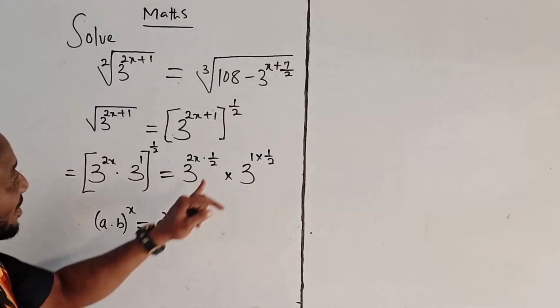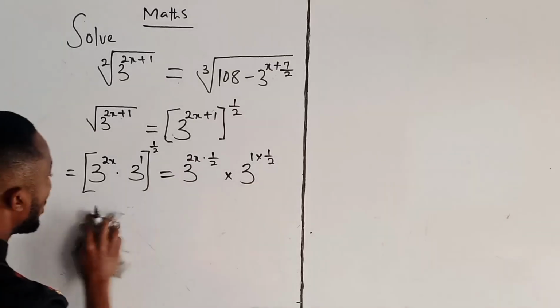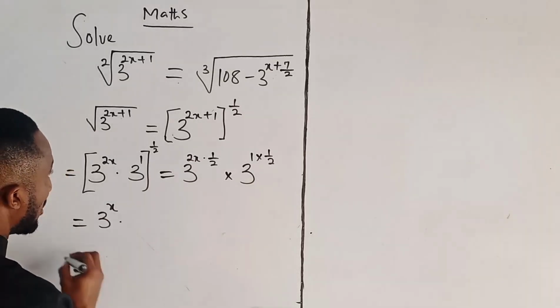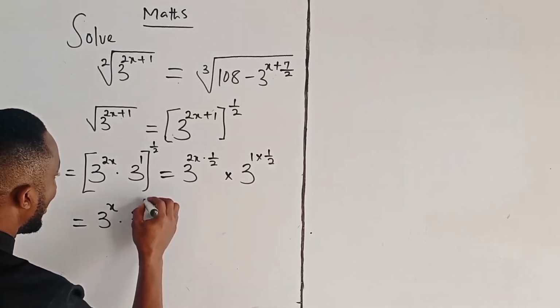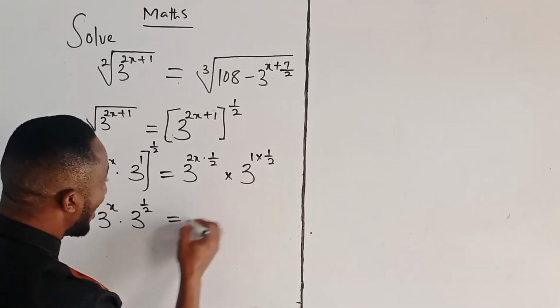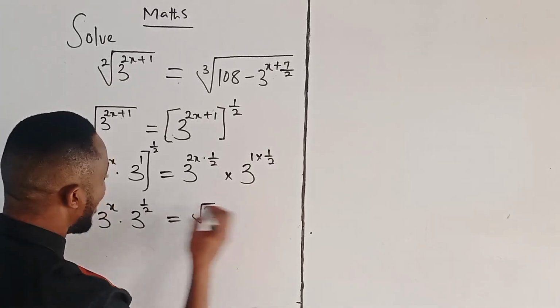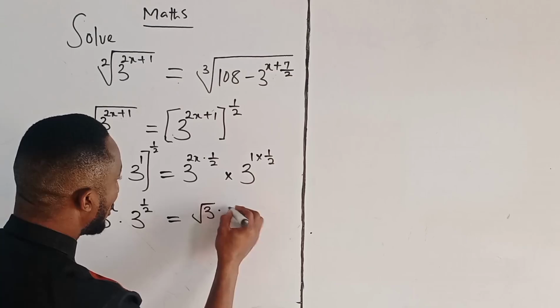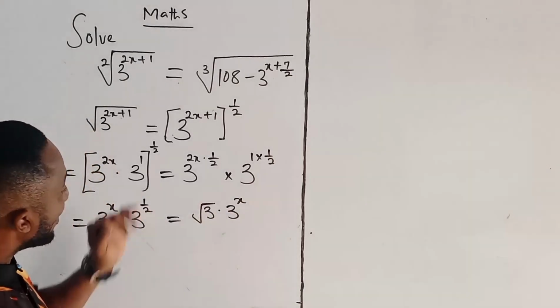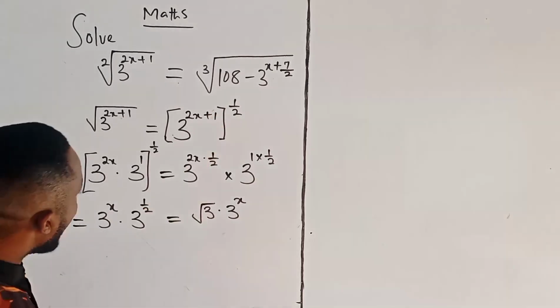So you can see that the 2 here will cancel out 2. We are left with 3 to the x there. That will be 3 to the x multiply 3 to the power of half. Now, 3 to the power of half is the same thing as root 3. So this will be root 3 multiply 3 to the x. So we've refined the left-hand side. Then we'll go to the right.